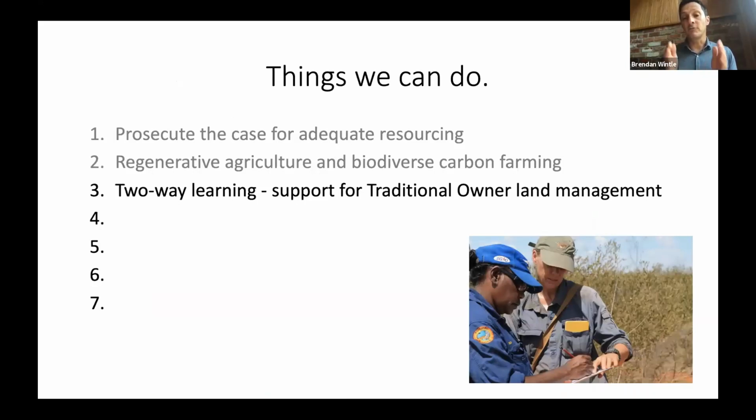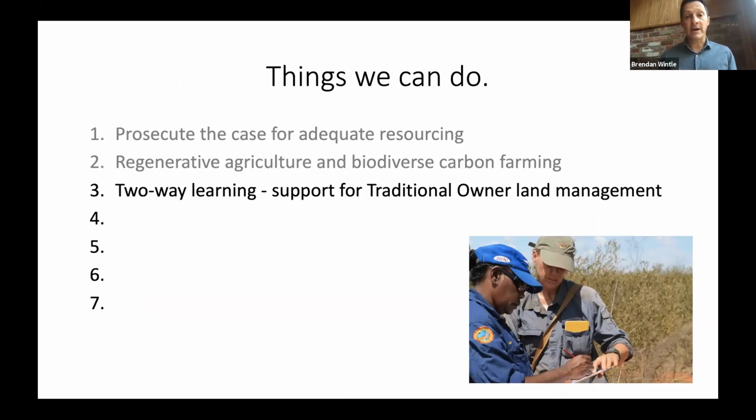This has really sharpened the focus over the last fire season, but it's not just about fire, of course. We have so much to learn from traditional owners through two-way learning, but we also have a lot to give. And the giving can be supporting traditional owners to manage land in the ways that they know best.